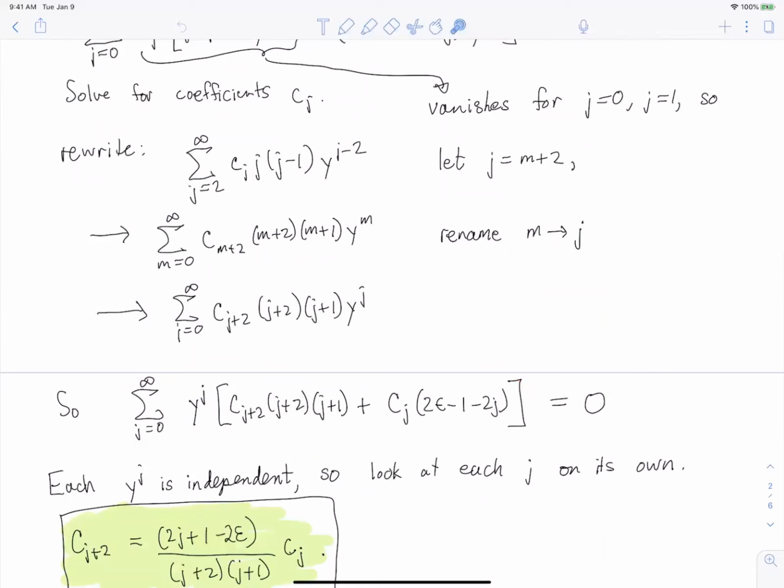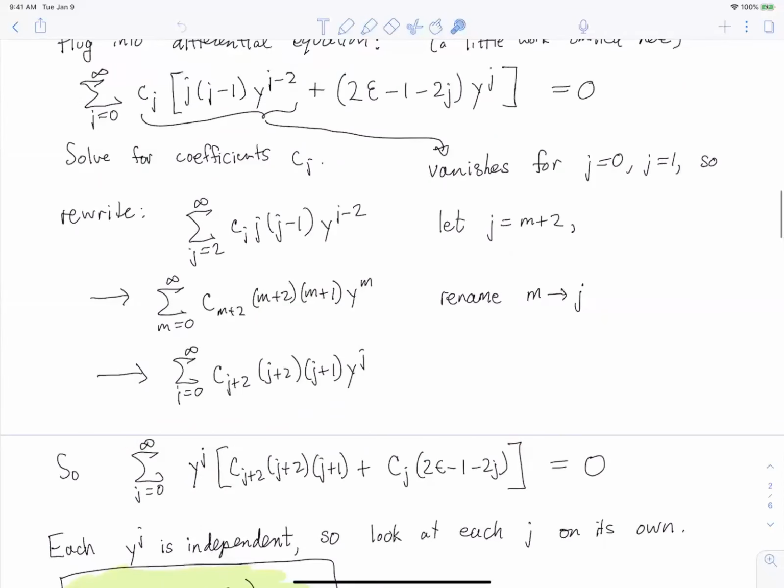So it's kind of a sneaky trick. It's just we wanted to rewrite this. So really the strategy was, we're having sums over J, but one of them had y to the J, and one of them had y to the J minus 2. And what we wanted was for both of them to have y to the J. So we did this sort of 3-step relabeling process to turn the y to the J minus 2 into a y to the J. And then we can combine them with a single coefficient.